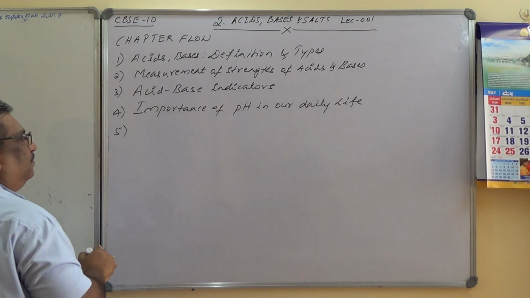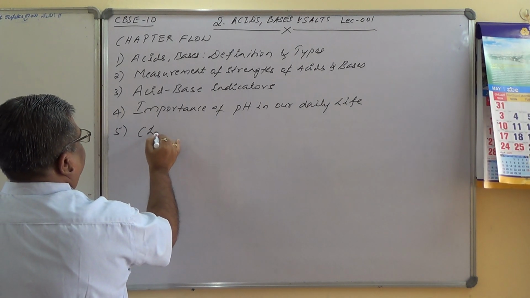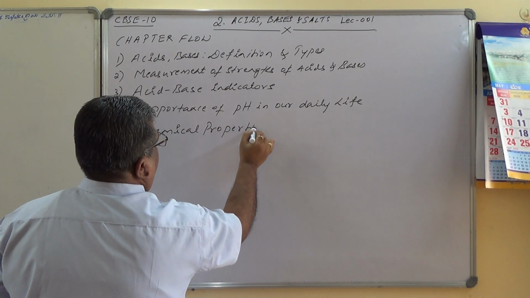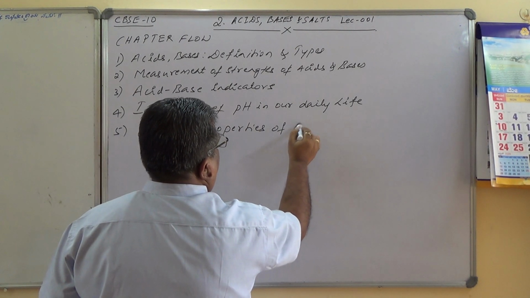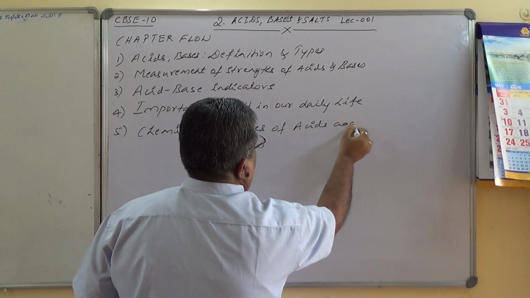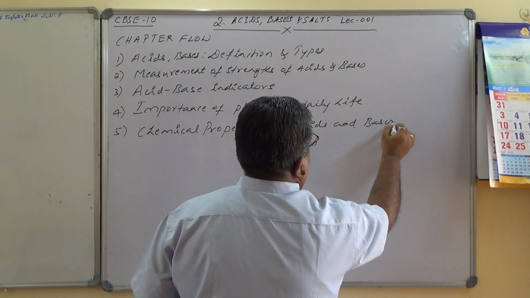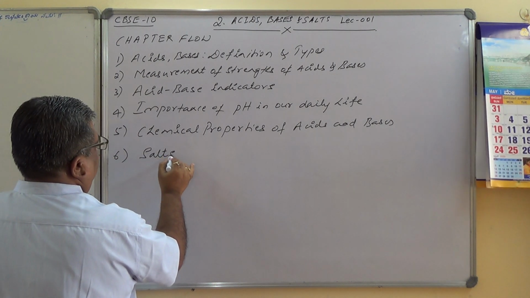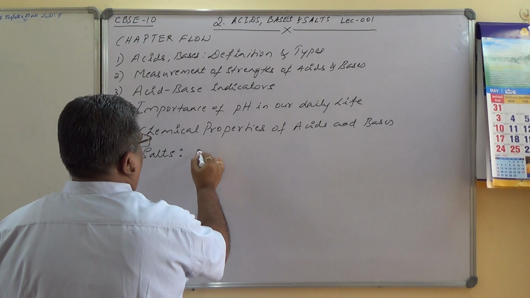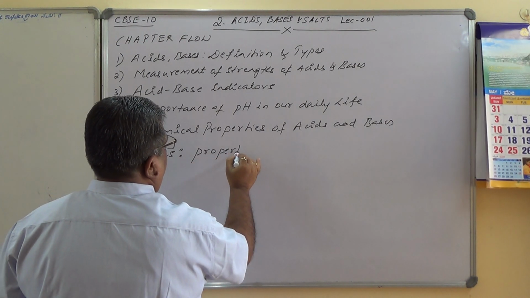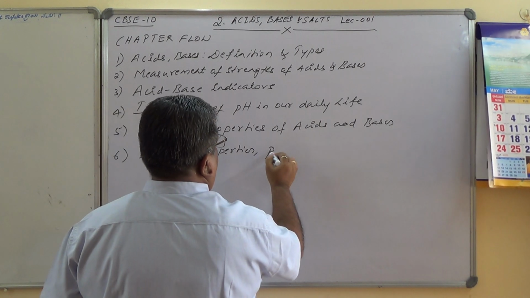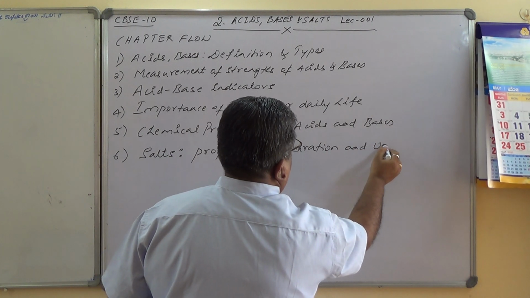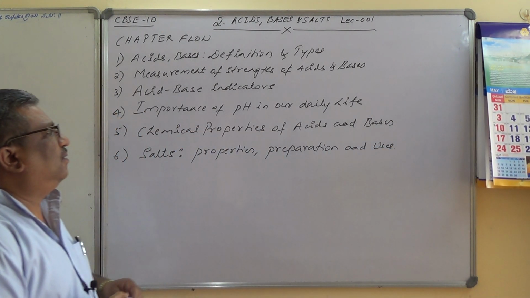Fifth one: chemical properties of acids and bases. And last one: salts, their properties, preparation, and uses, applications. This is how the chapter flows.